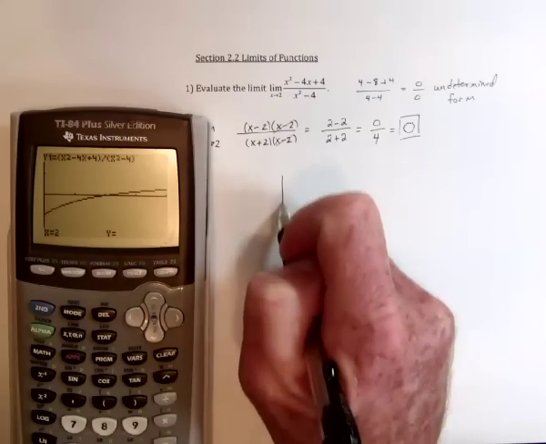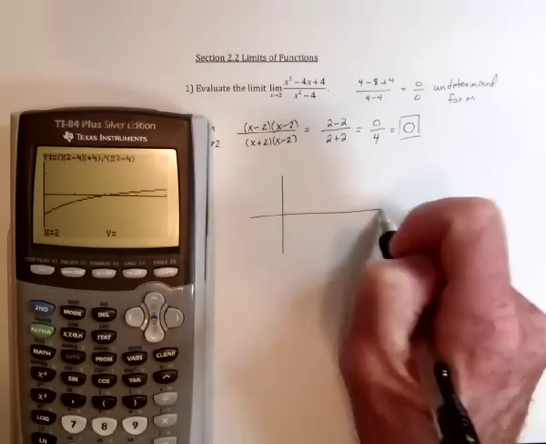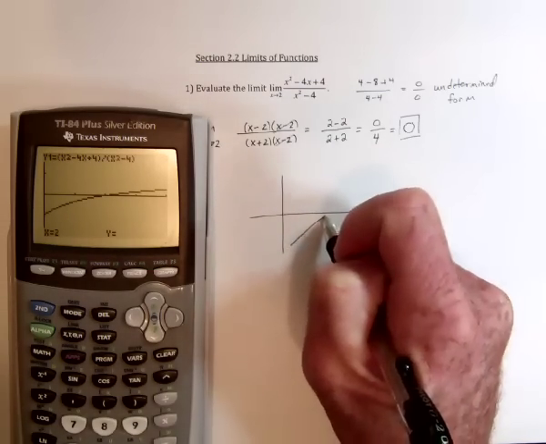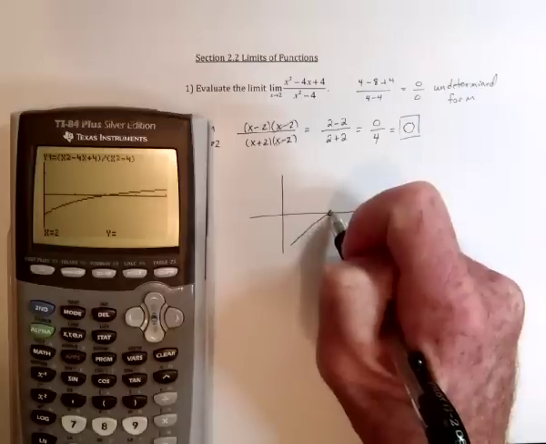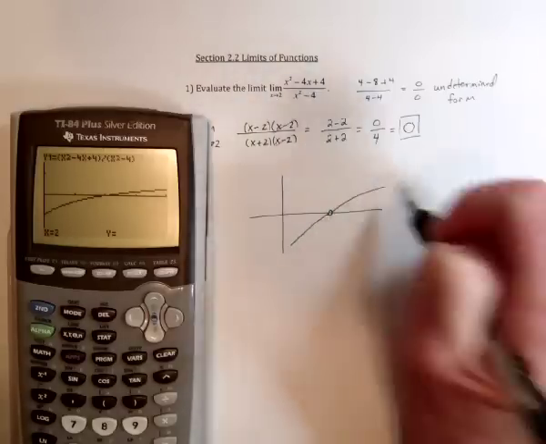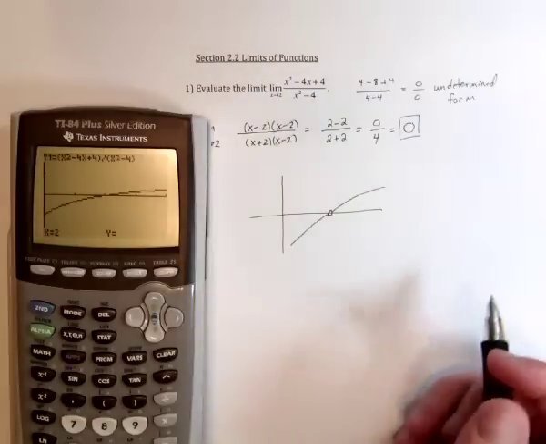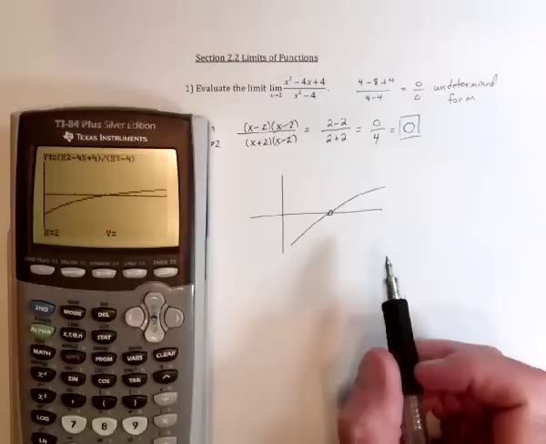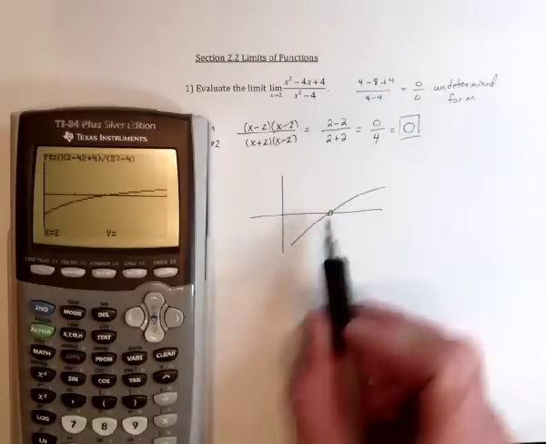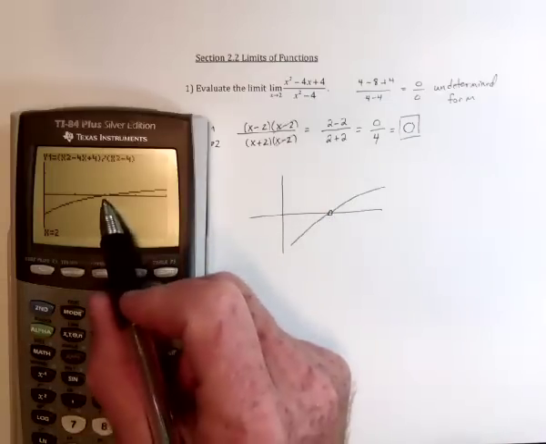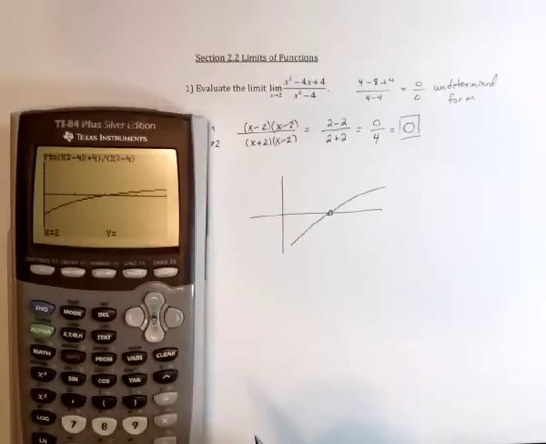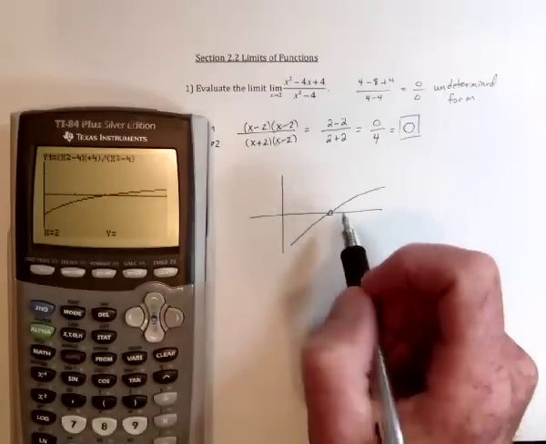So actually the graph looks like this. It's undefined at x equals 2. And then it keeps going. The graphing calculator has that numerically, but it doesn't have a hole in the graph. It doesn't understand that. So we need to understand that.